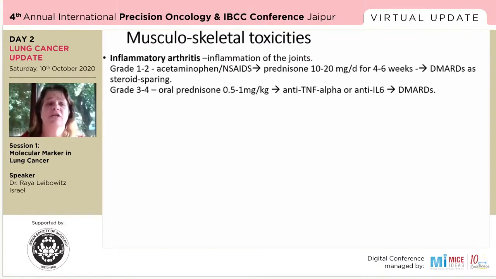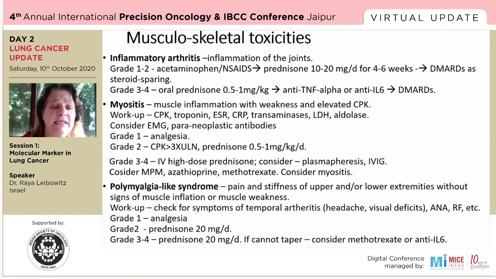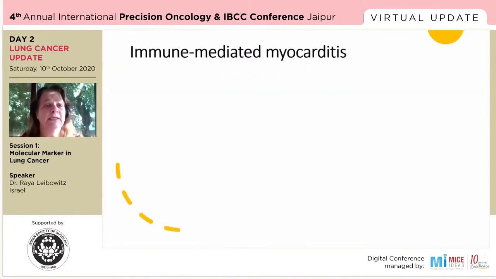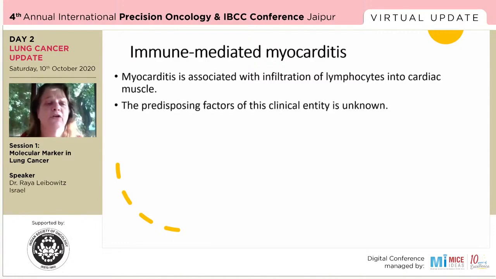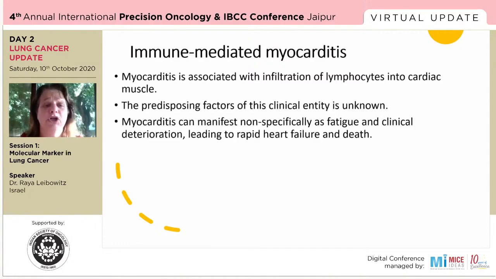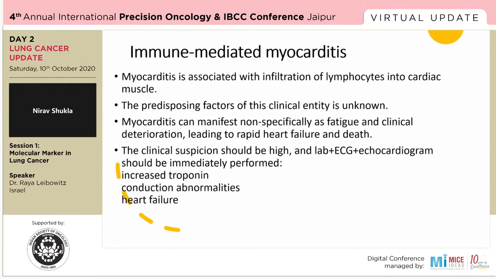So just to mention, there are musculoskeletal toxicities. We've seen arthritis, we've seen myositis, we've seen a polymyalgia-like syndrome, which is pain and stiffness of upper and lower extremities without signs of muscle inflammation or muscle weakness. And just to mention the immune-mediated myocarditis, infiltration of lymphocytes into the cardiac muscle, this is a medical emergency. This can be fatal, and we have to have a clinical suspicion of it.